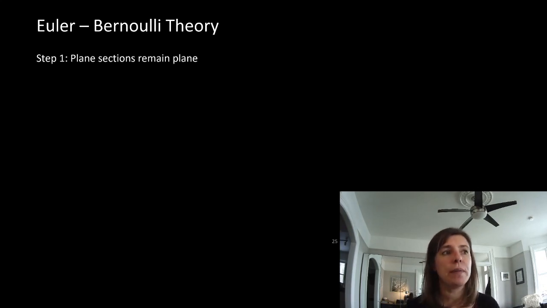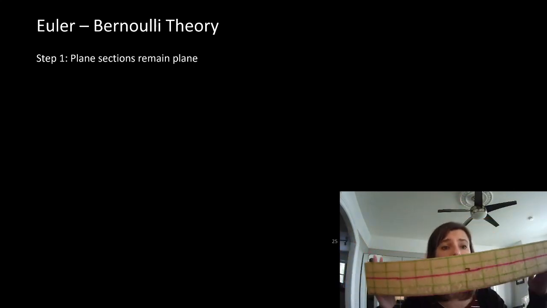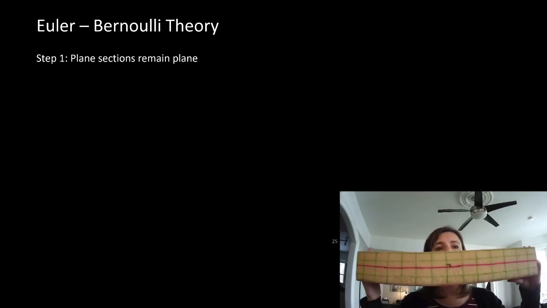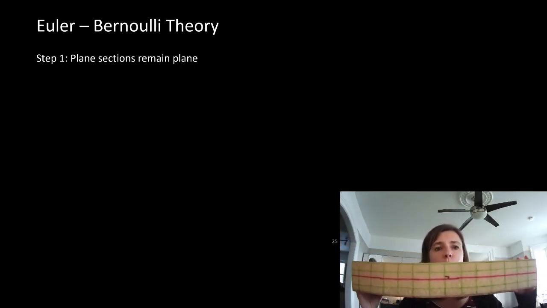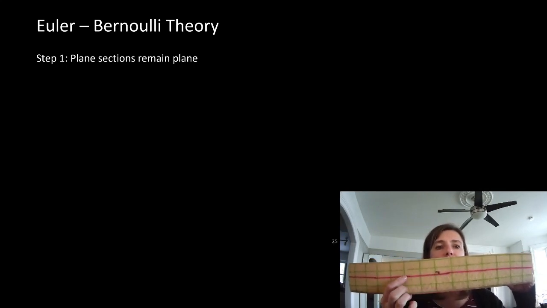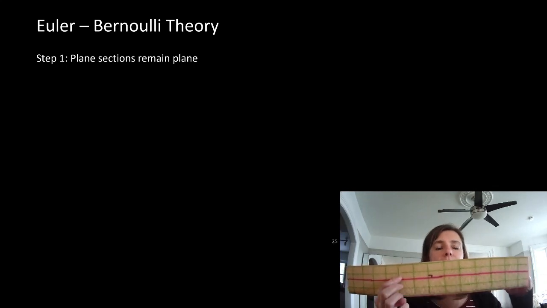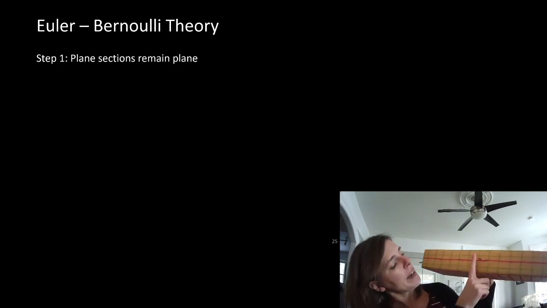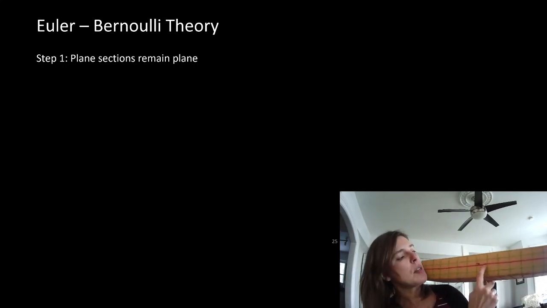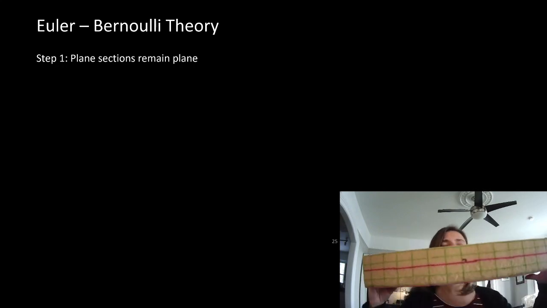So here's the first one. Plane sections remain plane. I've got my handy creepy foam block here. It's unfortunate that we have a fisheye lens because it makes everything look like it's warped when it's not. But you see I've got this pink line down the middle. We're going to call this the neutral axis. And then I've got a series of lines drawn 90 degrees to the pink line. And you can see I've got a little 90-degree mark drawn there.